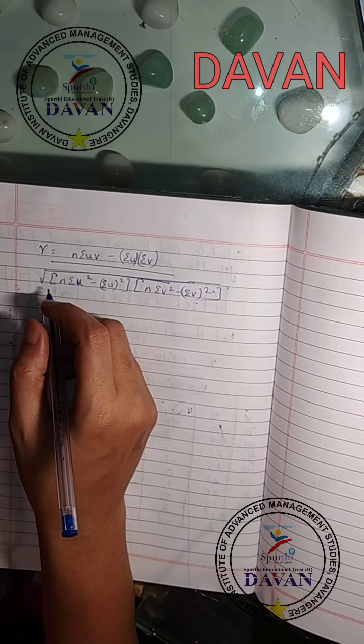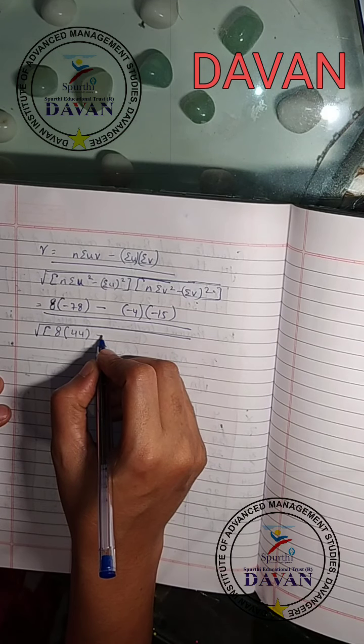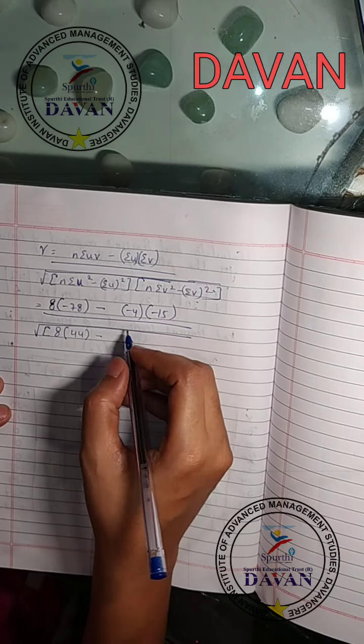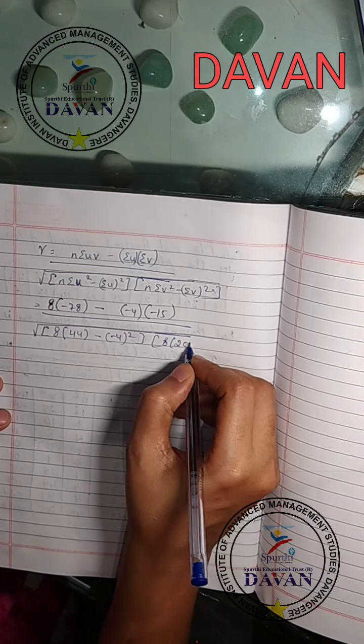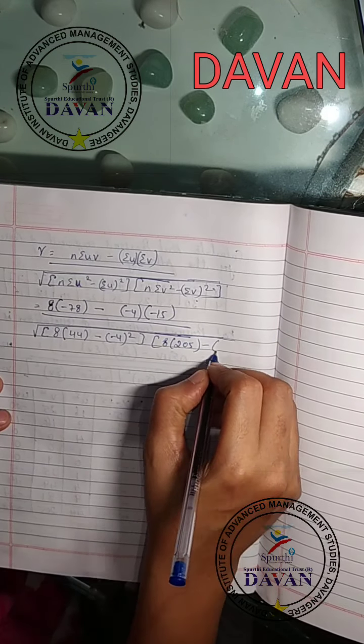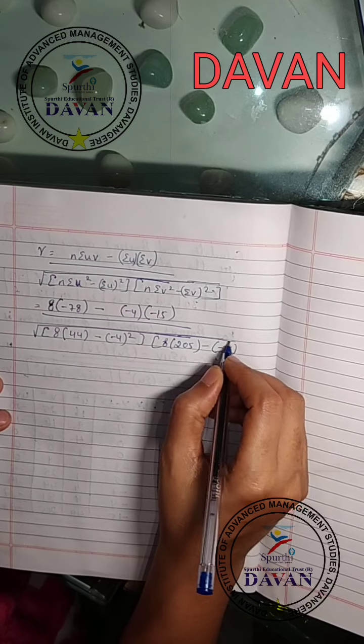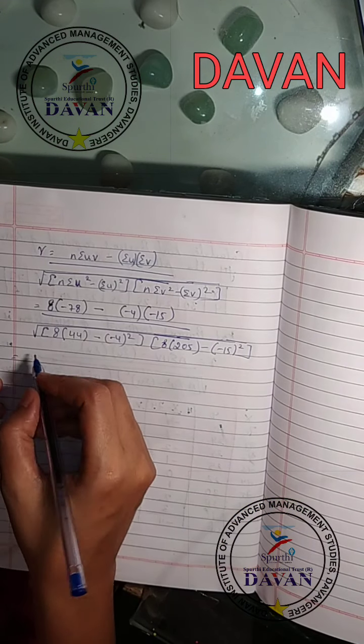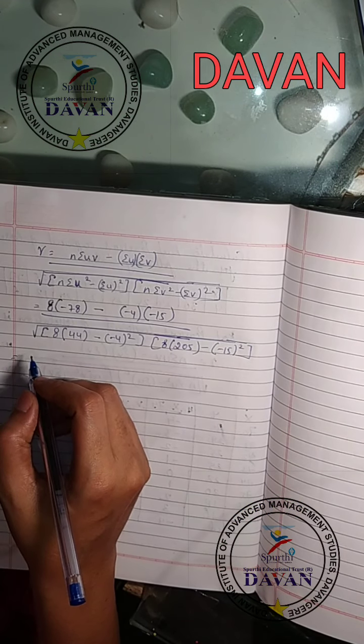Summation uv is minus 78, minus summation u, which is minus 4, into summation v, which is minus 15, whole divided by square root of n, which is 8, into summation u square, 44, minus summation u, minus 4, the whole square, into 8 into summation v square, 205, minus summation v, minus 15, the whole square. So now simplify this. 8 into minus 78.